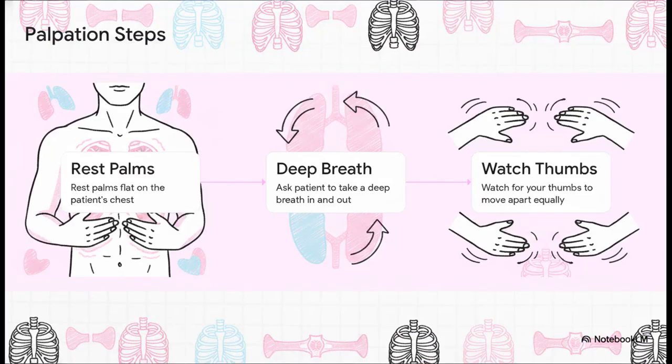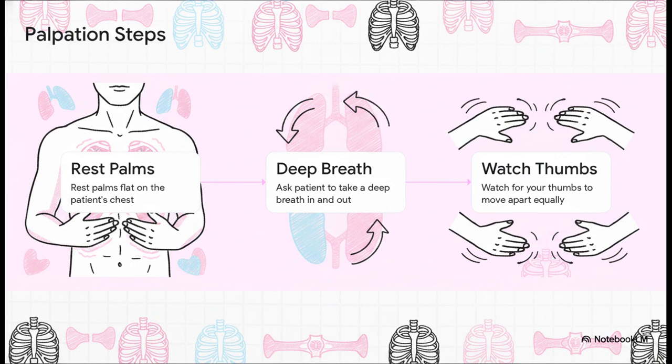Knowing all this, how do you actually feel for these anomalies? Using a tactile approach demonstrated by Dr. Gill, you step into the shoes of the physician by resting your palms perfectly flat on the patient's chest to feel for symmetrical mechanical expansion. You ask the patient to take a deep breath in and out, and your main job is to watch and see if your thumbs move apart equally.